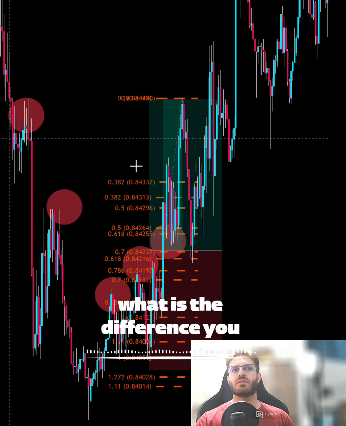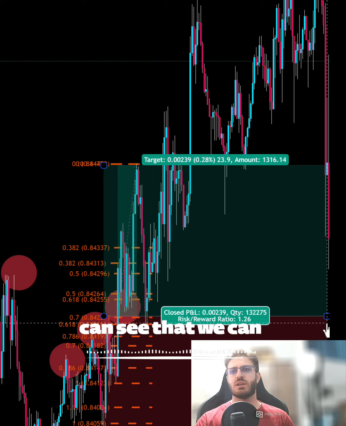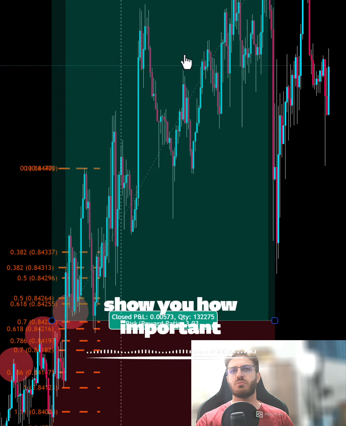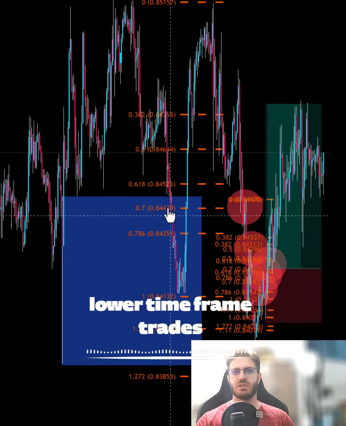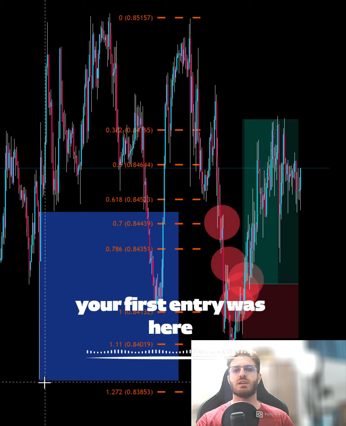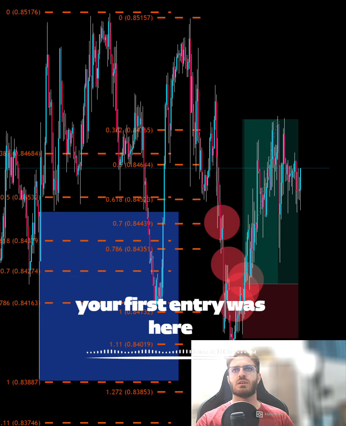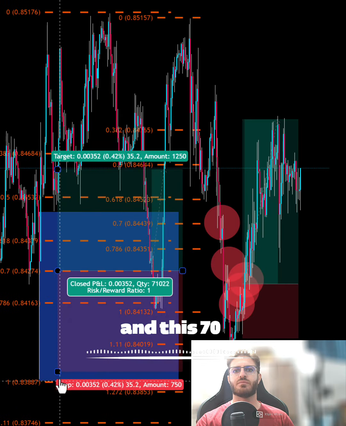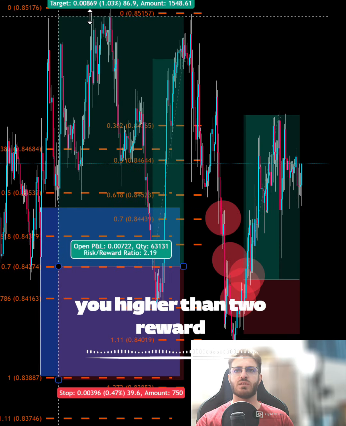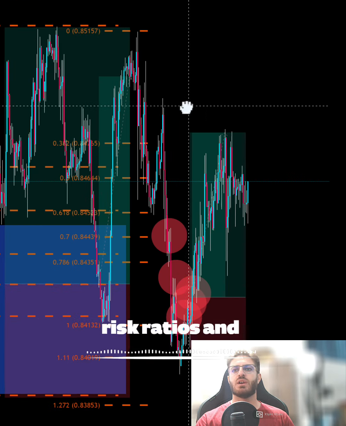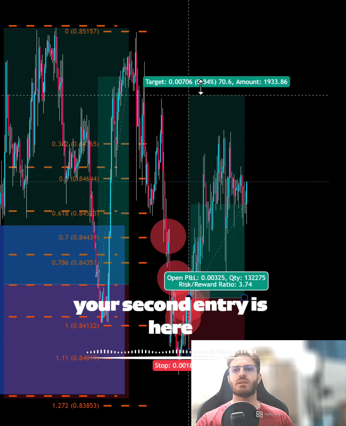But what is the difference? We can show you how important it is if you are patient enough to take lower time frame trades. Your first entry was here on this 70%. For this high, it provides you higher than 2 reward to risk ratio. And your second entry is here.